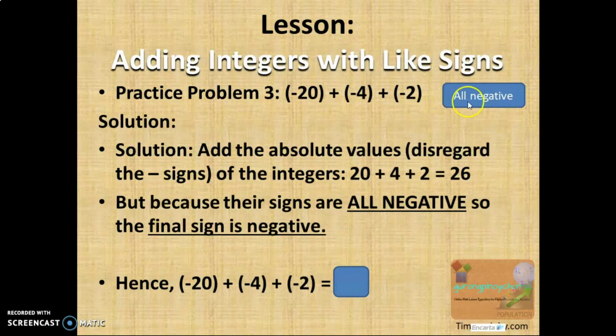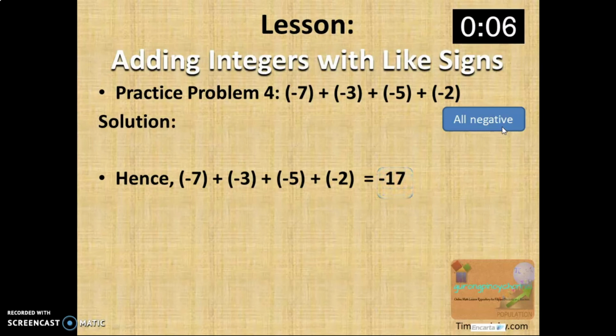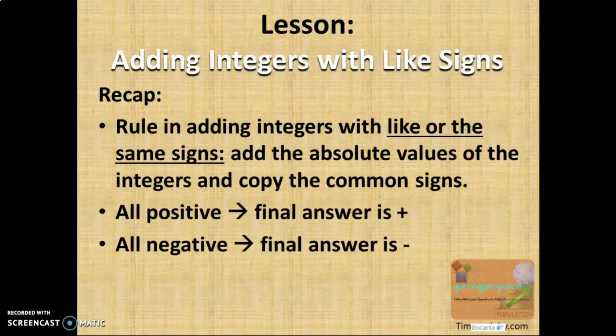Practice problem 3. This time they are all negative. What is the final answer? Okay, so the final answer is negative 26. Practice problem 4. Again, they are all negative. Okay, you are correct. It's negative 17.